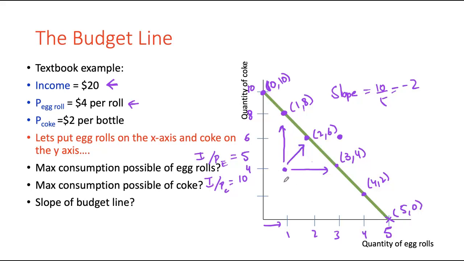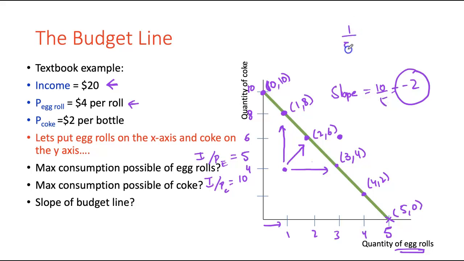So this is an inefficient consumption bundle in the context of this one time period model. Slope of the budget line is giving us that trade-off. So what it is telling us, for each additional egg roll, because egg roll is my good on the x-axis, how many units of the other good am I giving up?